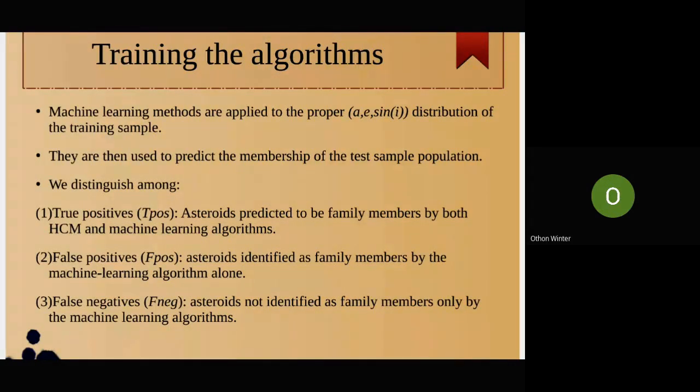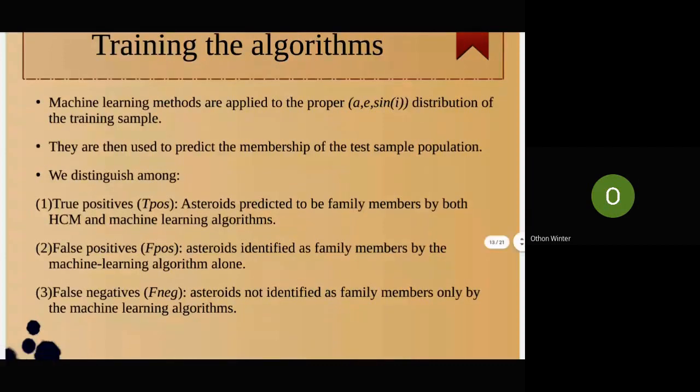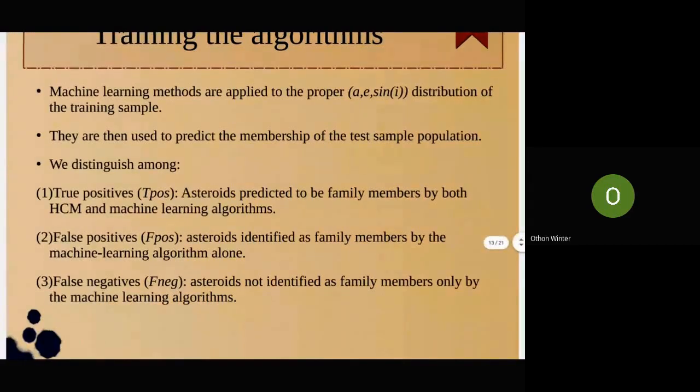So we can distinguish between what we call true positives, which are predicted to be family members by both methods, machine learning and HCM. False positives are asteroids that are identified as family members by the machine learning algorithm alone. And false negatives are asteroids identified as family members only by HCM, so these are asteroids that are missed by the machine learning algorithm.